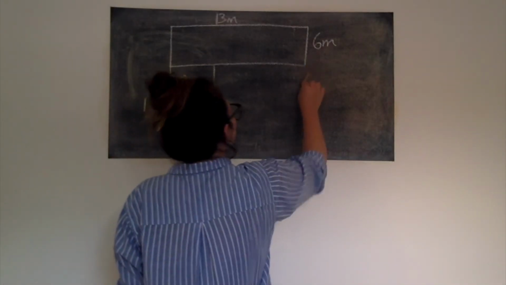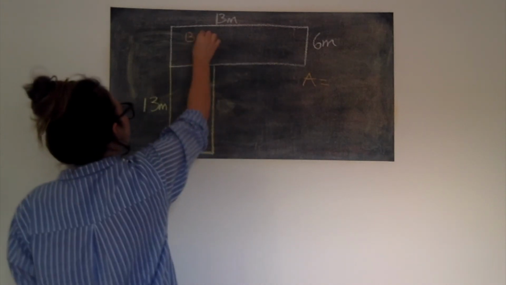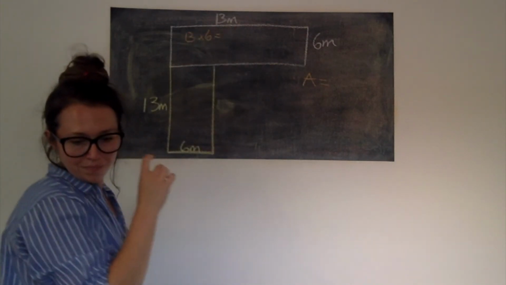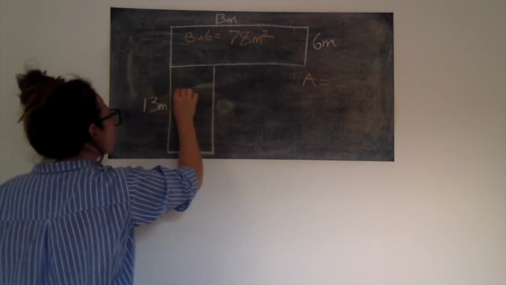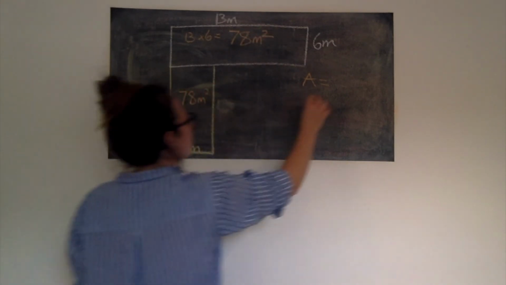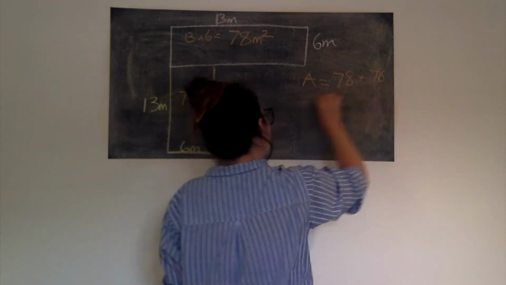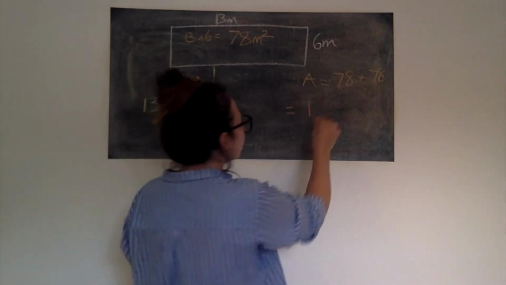So to start off with, I figured out the area. So we needed to do 13 times by 6, and that gave us 78 metres squared. Now the other rectangle was exactly the same, so that's also 78 metres squared. So the total compound area is 156 metres squared.